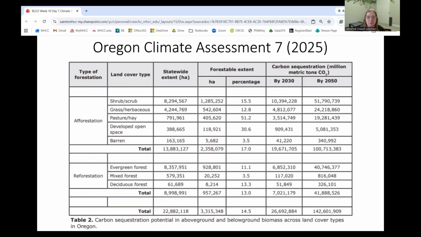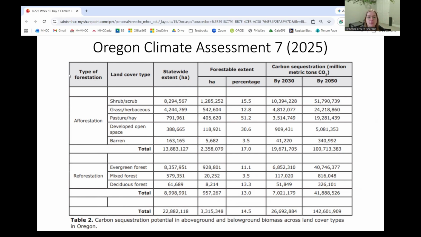Absolutely fascinating. We have a major assessment that's done for our state. It's called the Oregon Climate Assessment. It's done by several different scientists that work together to do it. They just released, last year, number 7. So in this assessment, they talk about the different types of forests that Oregon has, our potential to add more forest, the land that could be forested, and if we do that, how much carbon will be pulled out of the atmosphere, called carbon sequestration, in millions of metric tons.